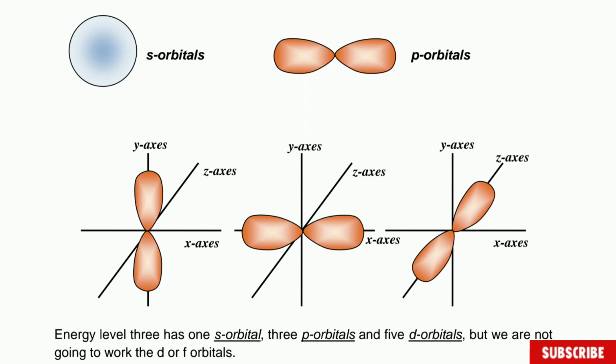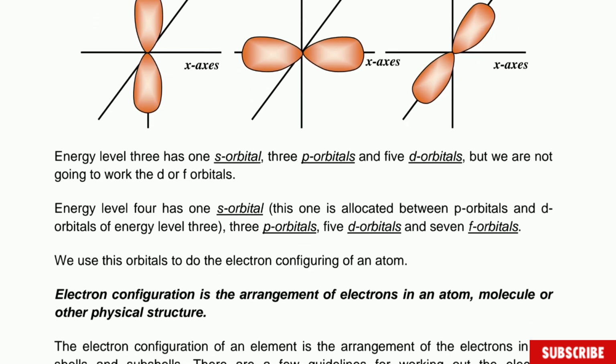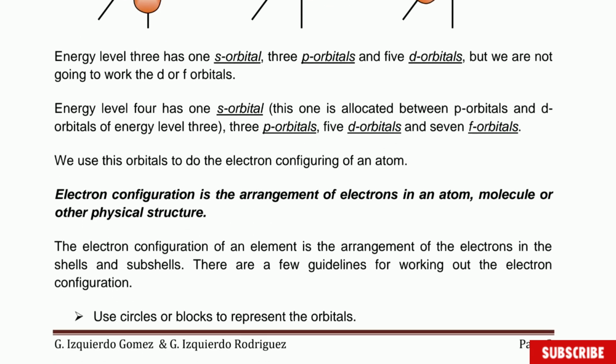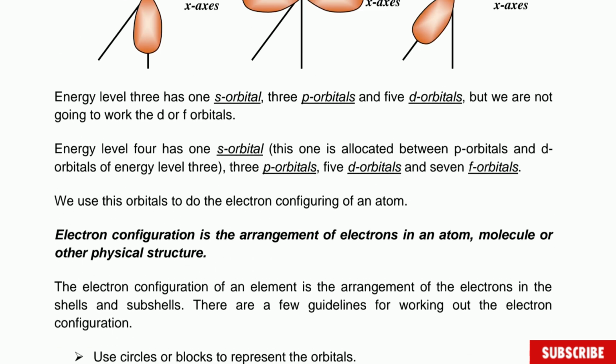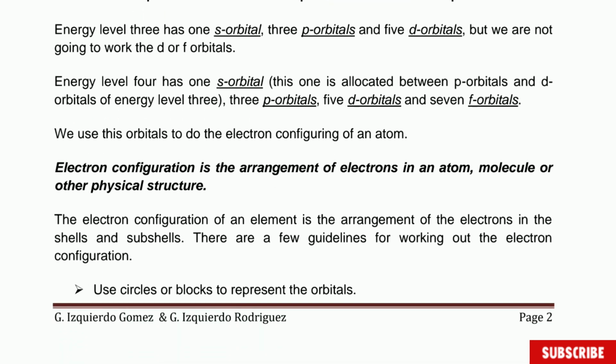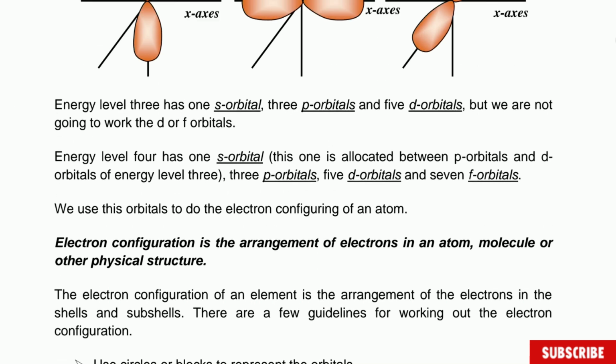Okay, now this is not that difficult. There are certain rules to represent electrons in these orbitals. This one, remember, is for grade 10. It's quite simple. I'm not going into big details. Now, for us to represent the orbitals, we are going to use circles. So it doesn't matter if it's s or p, we are going to represent it with a circle.